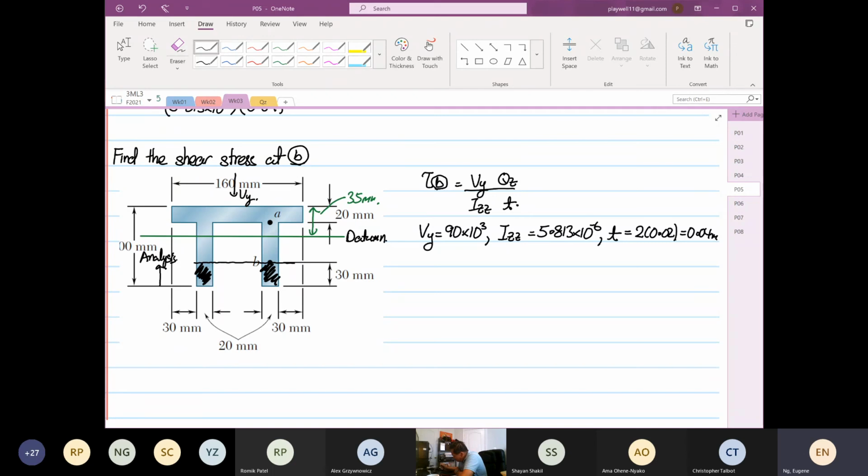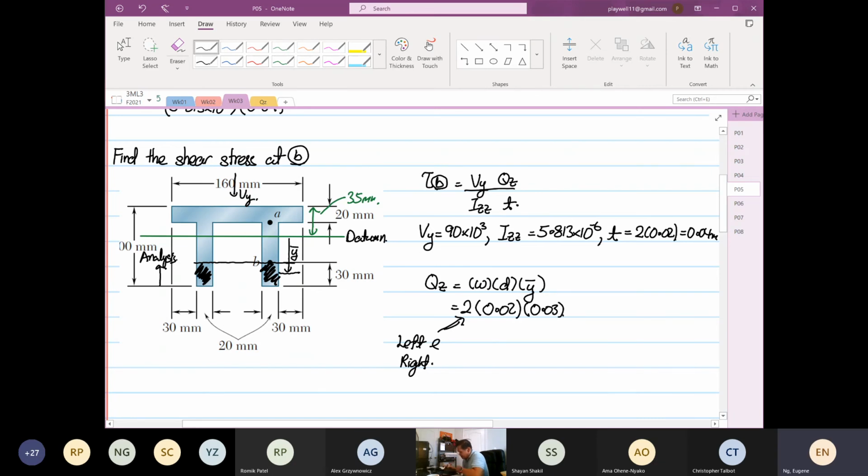we are going to find our Qz, which is equal to width times depth multiplied by y bar. Okay, so we have to take twice the width, 0.02. Why twice? Because you have the left and right. Okay, and then we have the depth. Okay, the depth is 0.03. And now we have to find y bar. So this is where y bar is.